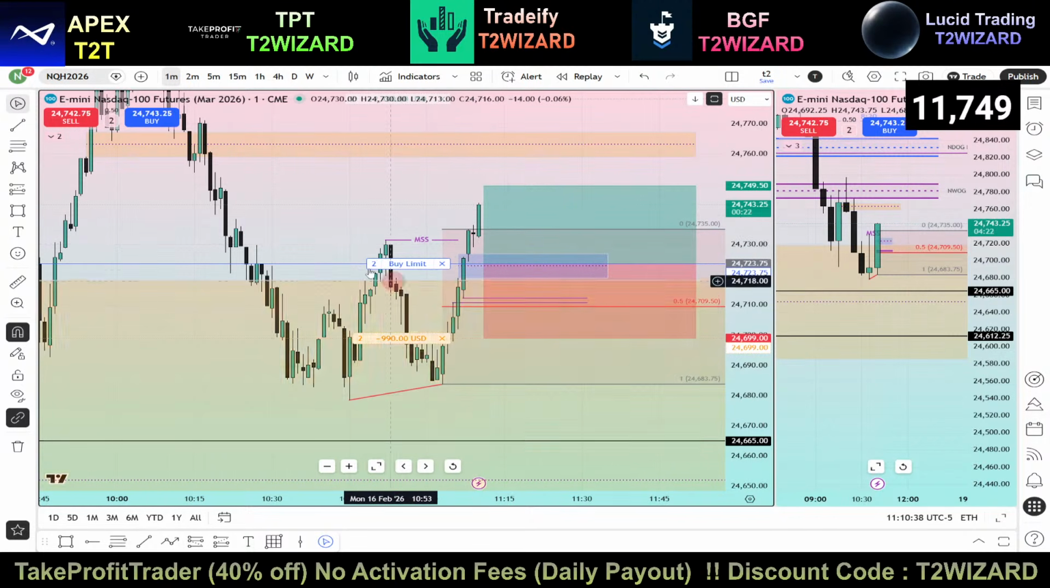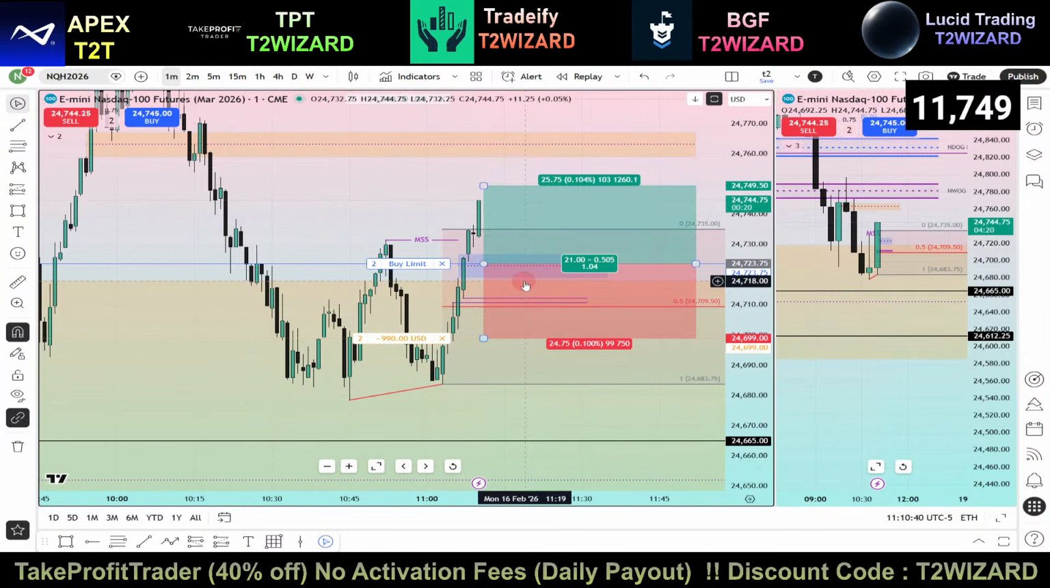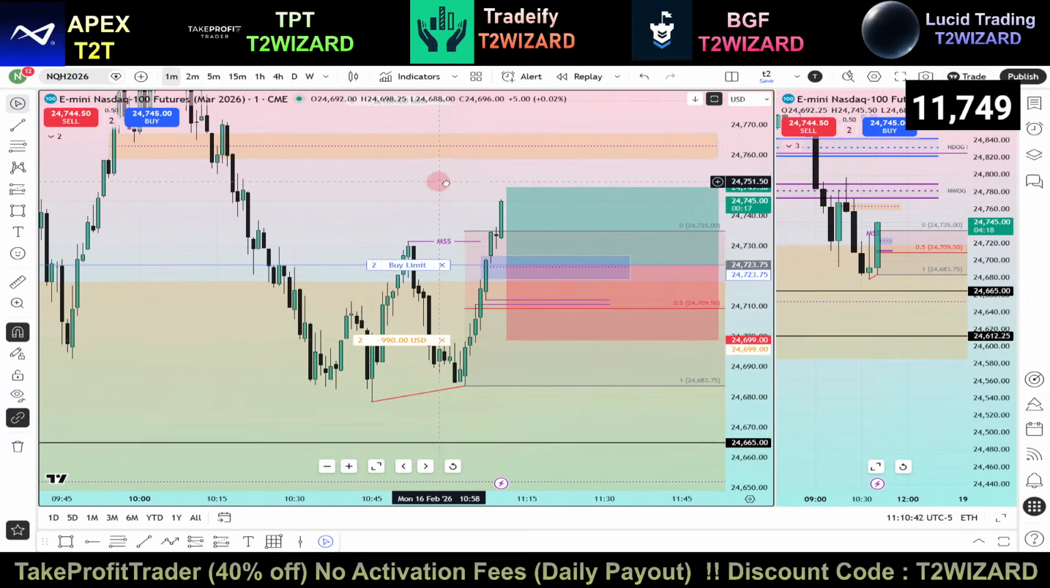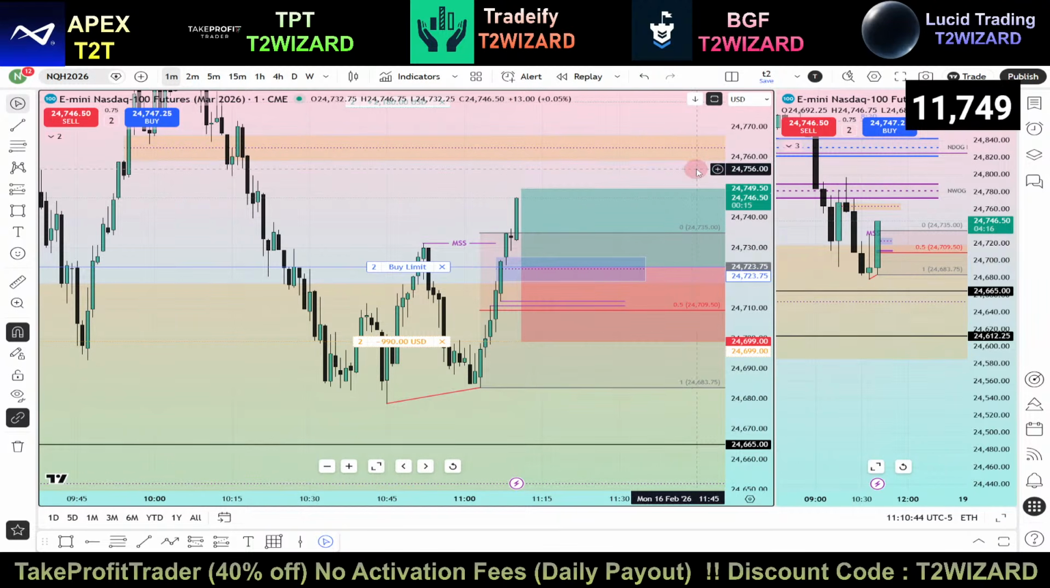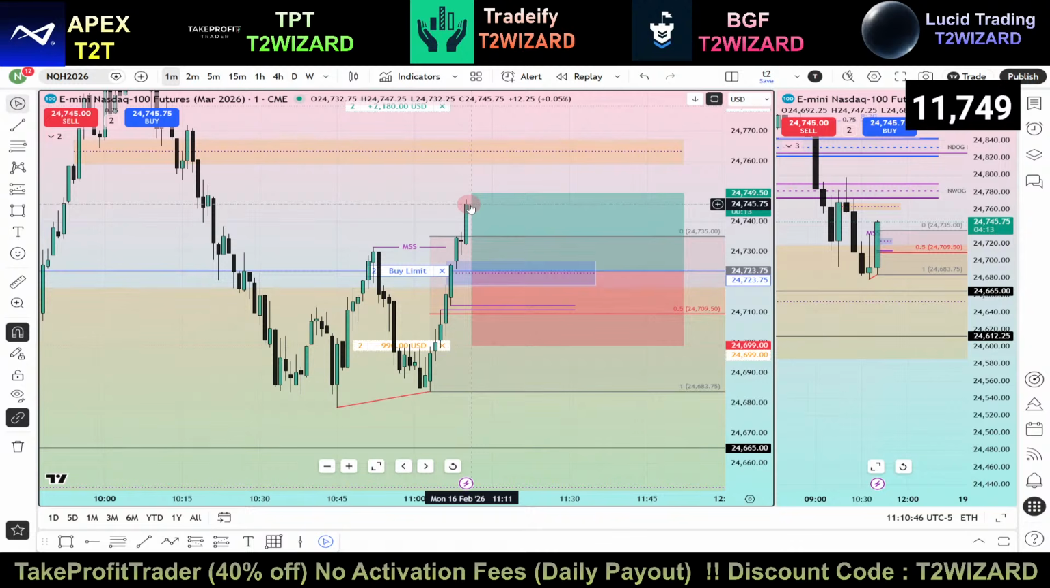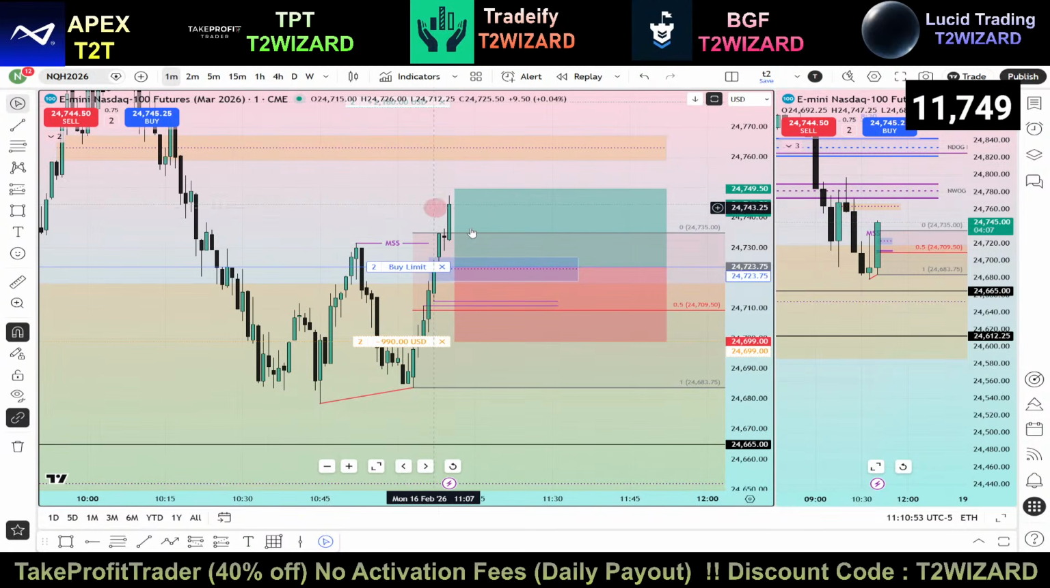If it doesn't give me the entry, this is going to be the third entry I'm going to frame today, and none of them has given me the entry, unfortunately. So let's see. I don't think it is also going to give me the entry. I mean, if it touches here, this entry is not valid anymore. This old PD array, I'll not frame any trade or take any trade over there.